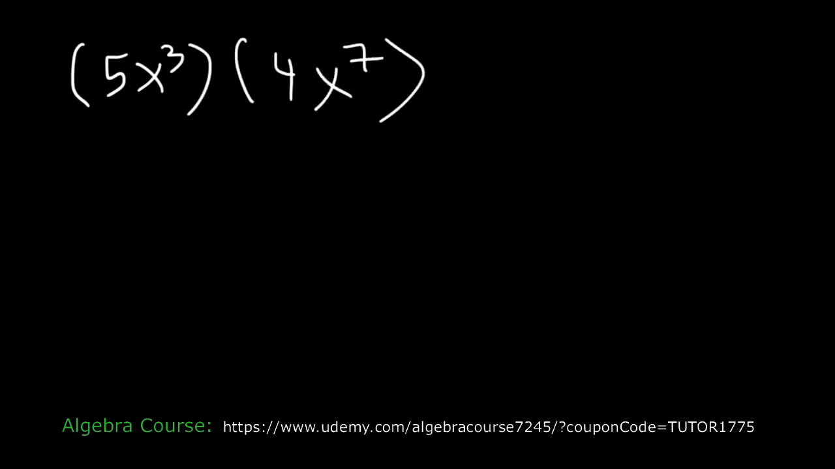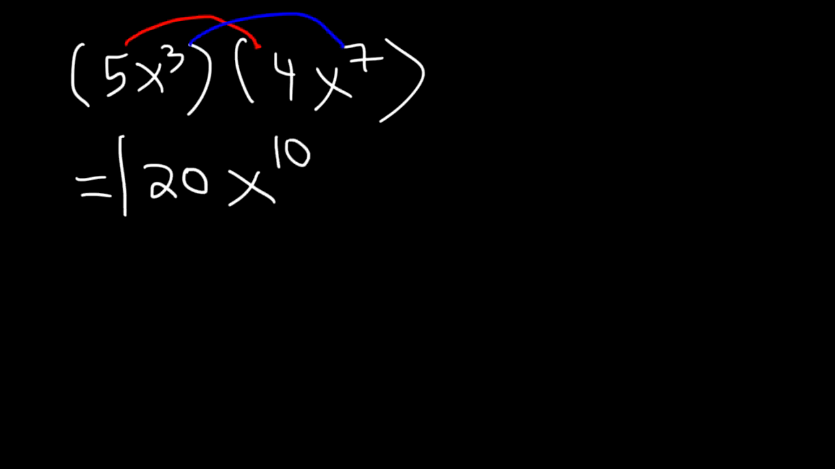What is the value of 5x cubed multiplied by 4x to the 7th power? So what should we do in this example? So first, we need to multiply 5 times 4. 5 times 4 is 20. And then we need to multiply x cubed times x to the 7th, in which case we need to add. 3 plus 7 is 10. So this is simply 20x to the 10th.